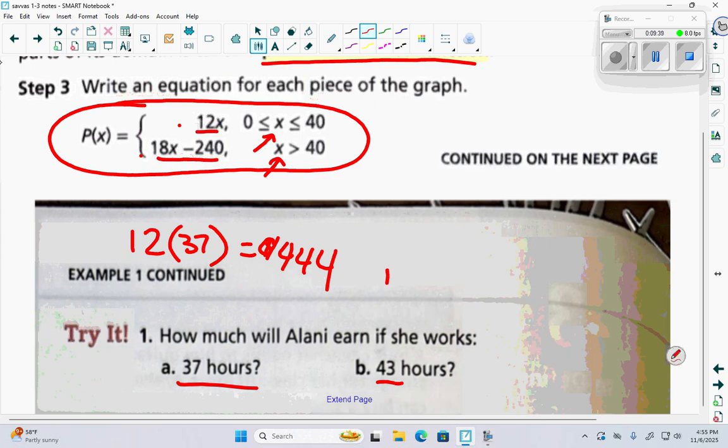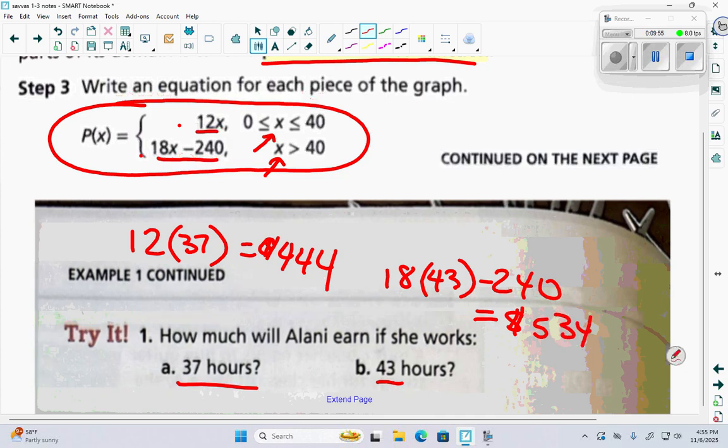So where the x is at, I'm going to plug in the 43, because that's now the hours that she's working. So you would multiply those two and then subtract, and then her value for that one, for the B, is going to be 534. Again, those are the ones that are in your workbook. Okay, moving on to the next example.